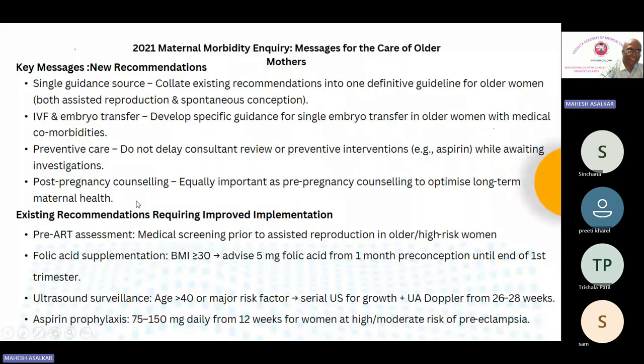Then existing recommendation strengthening, which we have also seen. Priority assessment for medical screening prior to assisted reproduction. Then folic acid supplementation for BMI more than 30: advise 5 milligrams of folic acid from 1 month preconception until the end of the first trimester. Ultrasound surveillance, Doppler is important. Serial growth scans are important. Then aspirin prophylaxis that we have discussed.